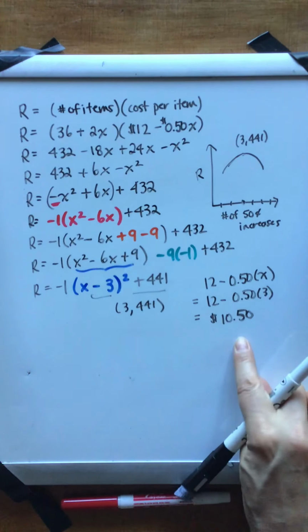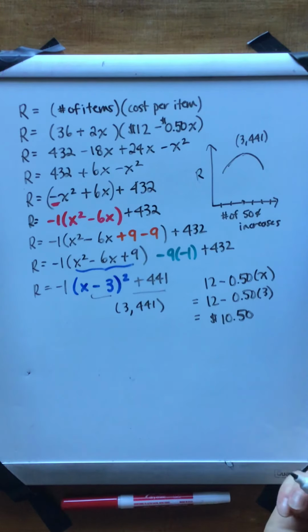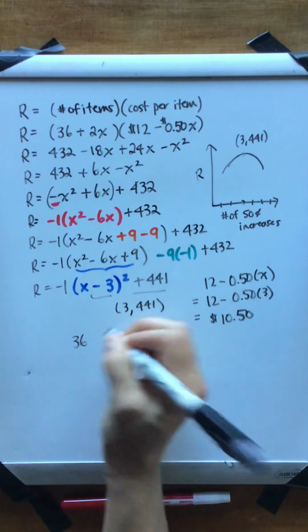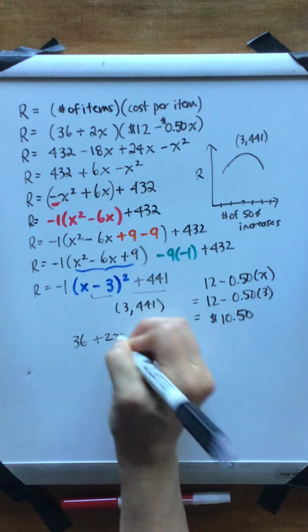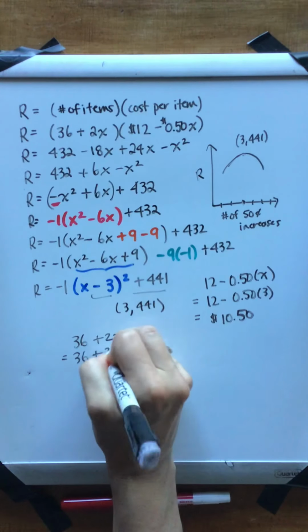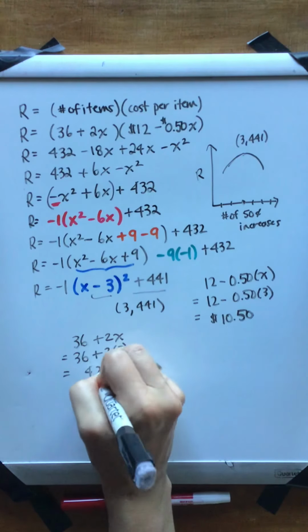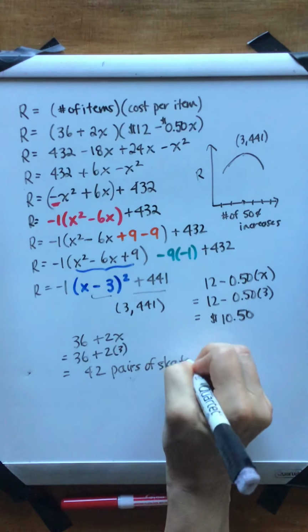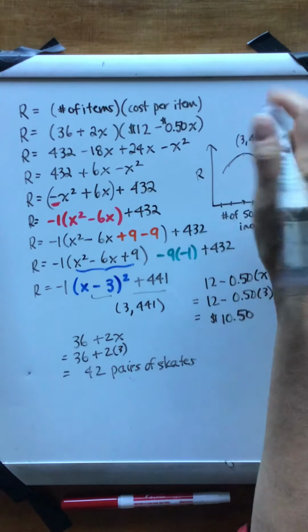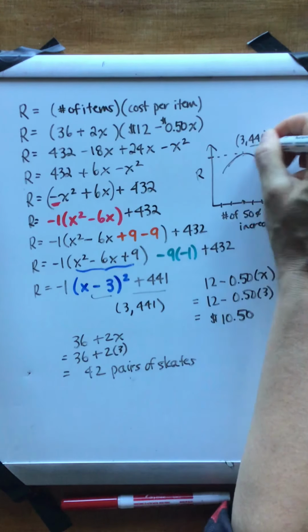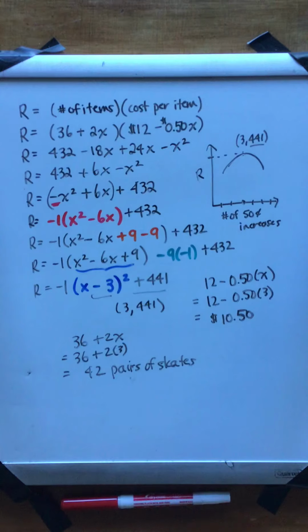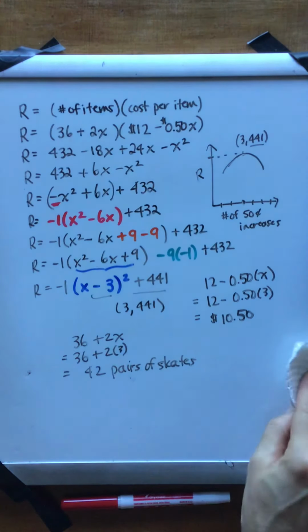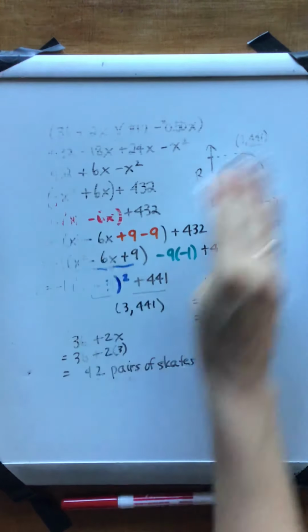How many skates do I need to have on hand in order to make that maximum happen? Well, I could do 36 plus 2x, which would be 36 plus 2 times 3, means I'd have to have 42 pairs of skates on hand, charging $10.50 to try and make the most money that I can, which would end up being $441. So it's kind of neat how parabolas can be used to help us solve some financial type questions as well. Our final example has a totally different nature about it.